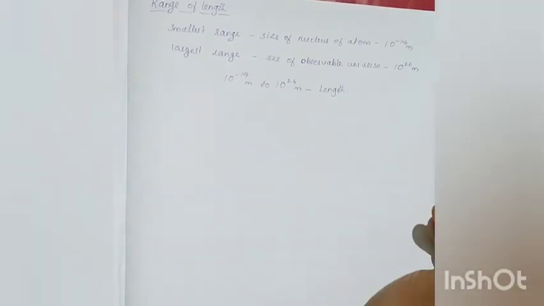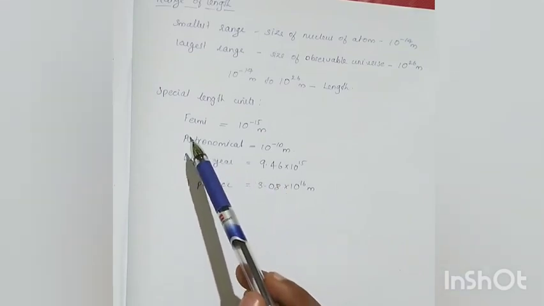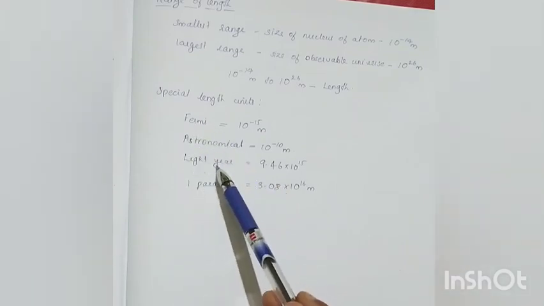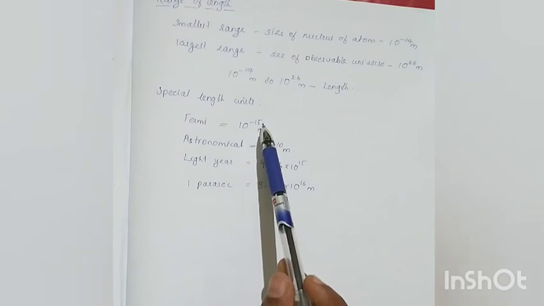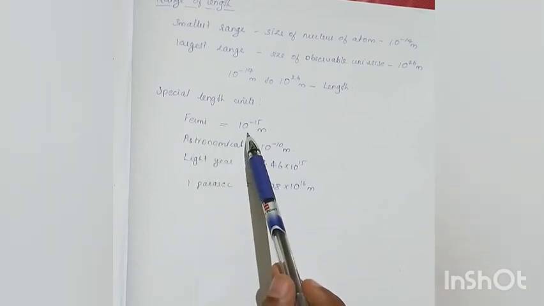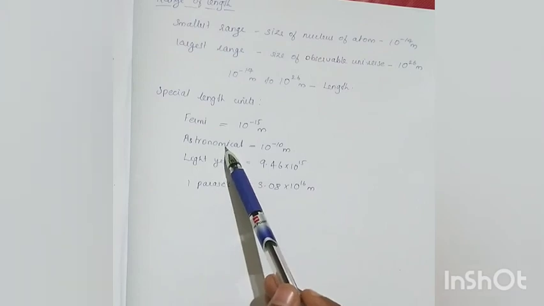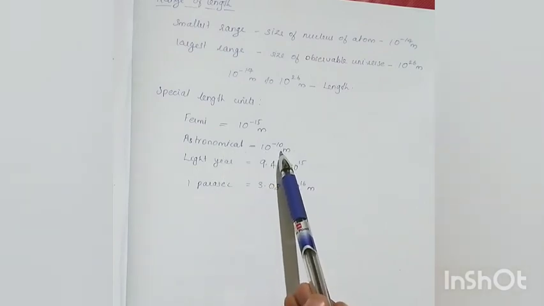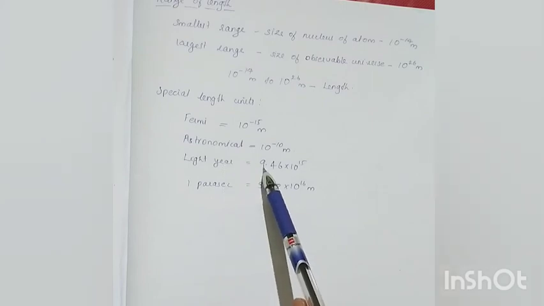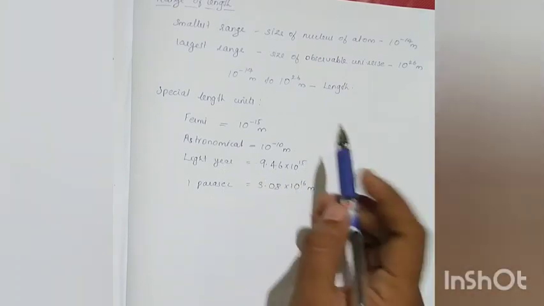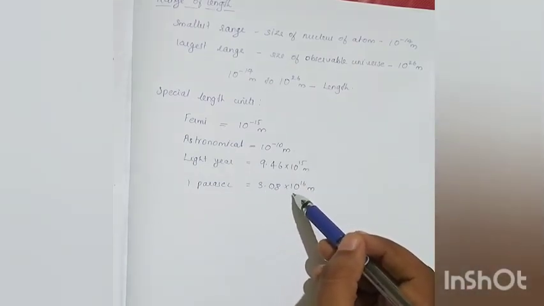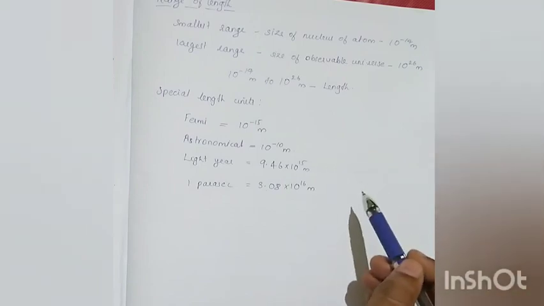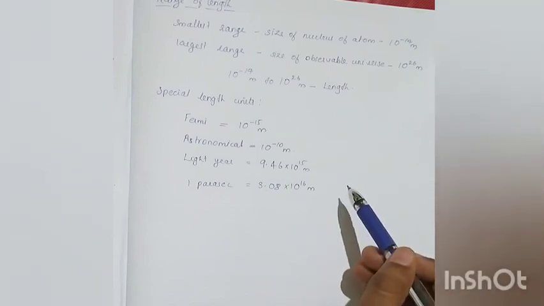And for convenience, we use certain special length units. The special units that we often use are Fermi, astronomical unit, light year and parsec. Fermi is in the range of 10 raised to minus 15 meter. So 1 Fermi is equal to 10 raised to minus 15 meter. 1 Angstrom is 10 raised to minus 10 meter. Light year is taken as 9.46 into 10 raised to 15 meter. And 1 parsec is a special unit, which is equal to 3.08 into 10 raised to 16 meter. So these are the special length units that we use for our convenience.